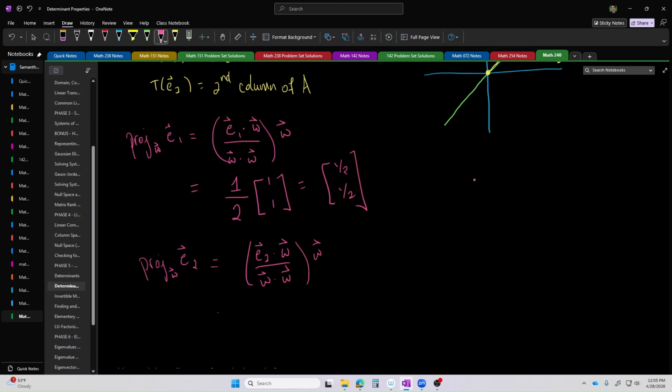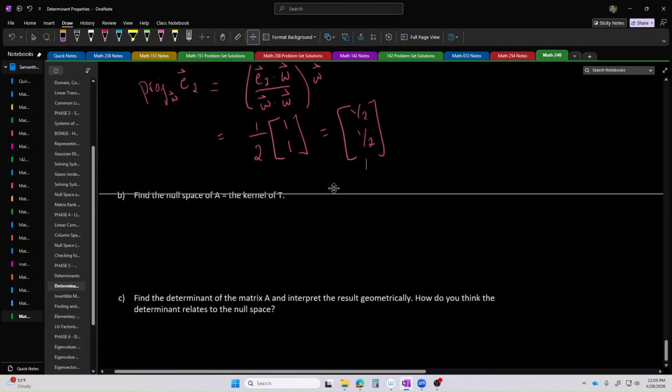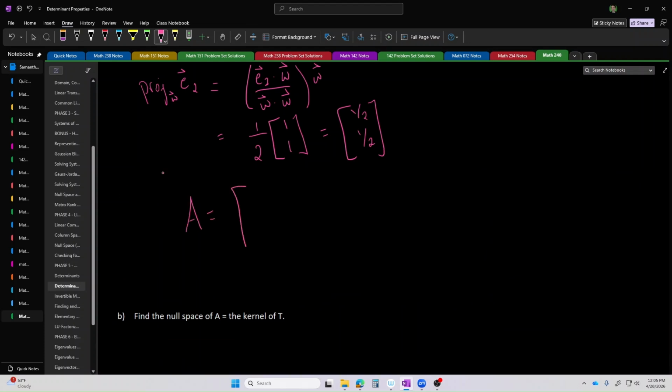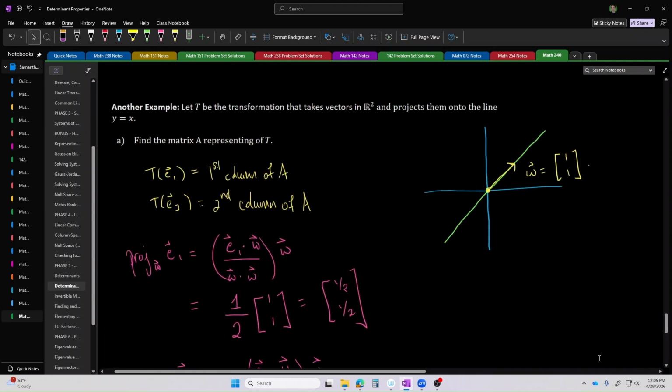Once again, e2 dotted with w is going to be equal to just the number 1. w dotted with itself is the number 2. So applying that to the w vector, once again we get 1/2, 1/2. Using these two results to form the two columns of the matrix A, we find that A is equal to 1/2, 1/2, 1/2, 1/2. So here is the matrix A that represents this transformation, this action of taking stuff and projecting it onto this line.